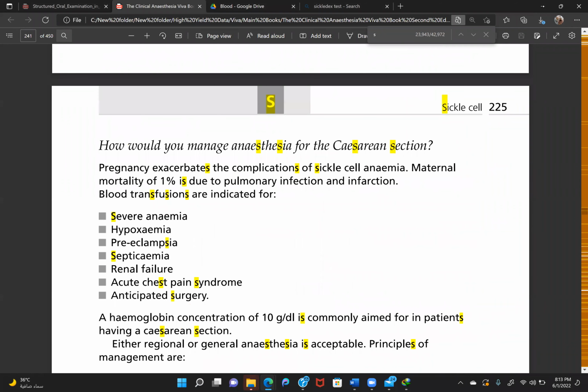How would you manage anesthesia for C-section? If someone is asking you this question, you will say that there will be physiological, pharmacological, and anatomical considerations because of a pregnant patient. Don't forget, because sometimes we forget, that the patient is pregnant. We are only concentrating on sickle cell disease and forgetting the changes related to pregnancy, like in any other patient. So those effects will be exaggerated. The result will not be 1 + 1 equals 2; it may be 1 + 1 equals 3.